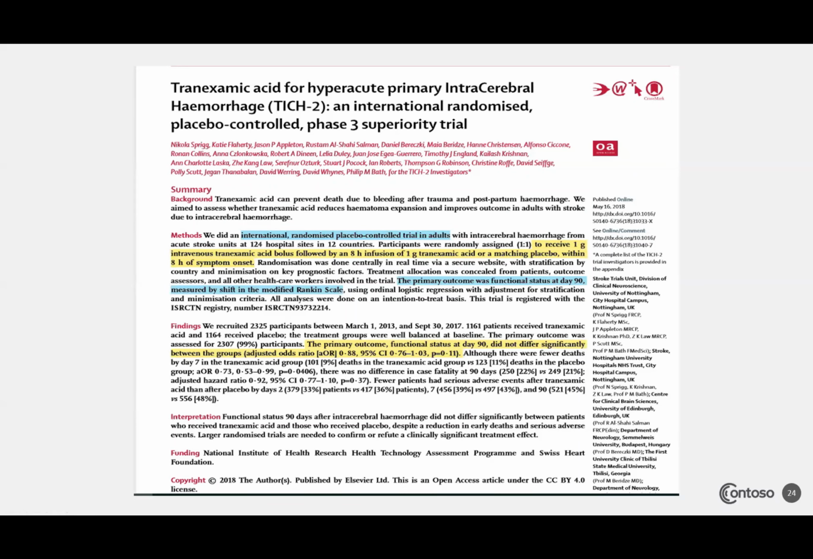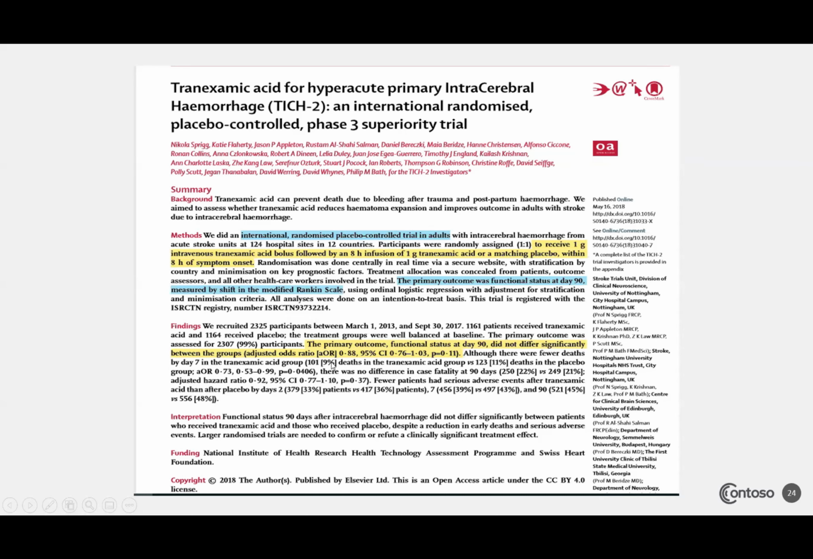Another agent is tranexamic acid. If the patient has spontaneous ICH related to hypertension without an intraventricular hemorrhage, you can give tranexamic acid. There is the TICH trial too. It is a randomized, placebo-controlled trial.